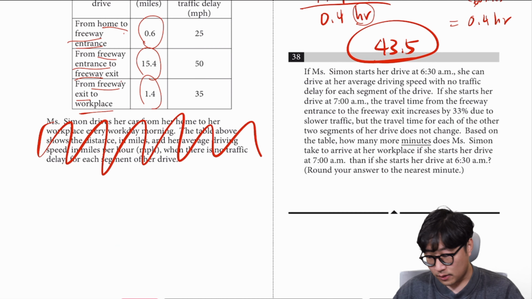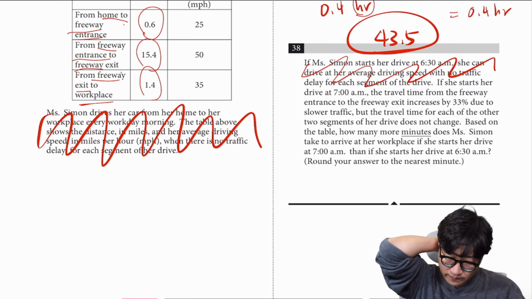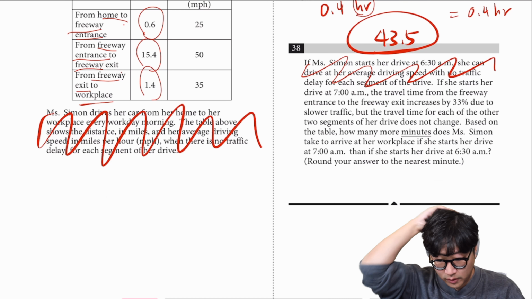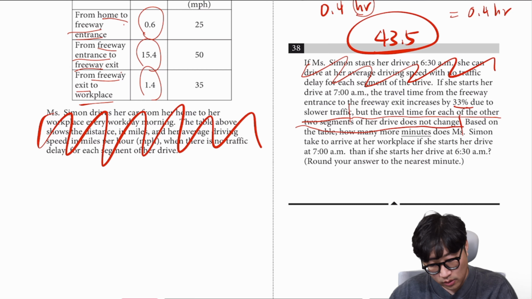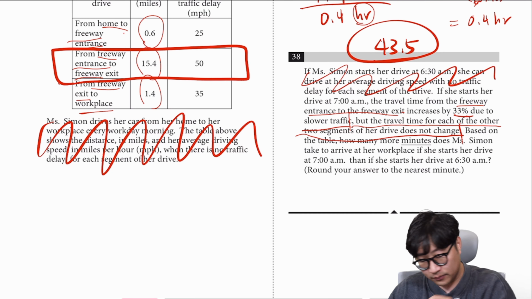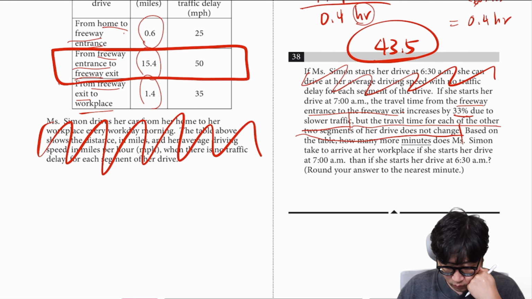All right, and lastly, number 38. If Miss Simon starts her drive at 6:30 a.m., she can drive at her average driving, whatever. If she starts driving at 7 a.m., the travel time from the freeway entrance to freeway exit increases 33% due to slower traffic, but the travel time for each of the other segments stays the same, does not change. Okay, so hold on. Freeway entrance to freeway exit, that's right there. Okay, so based on the table, how many more minutes does Miss Simon take to arrive at her workplace?